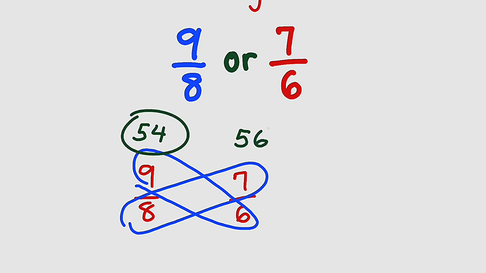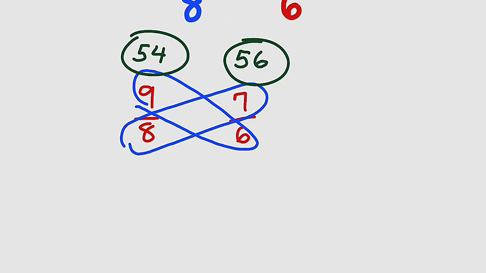So among these two numbers, which one is greater? 56 is definitely greater. Therefore, 7/6 must be greater than 9/8. So whenever you have two fractions, you can always relate them like this to find out which one is greater.